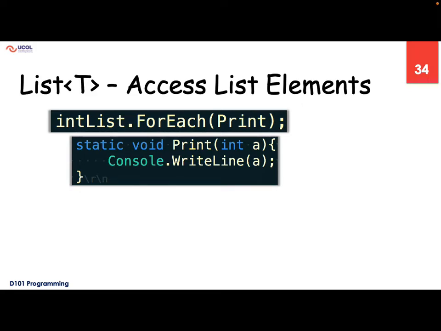So, what it will do is take the first element, give it as an input to this print method, and execute that specific method. The second time it will take the second element from that list, give that value as an input value to the print method, and execute.